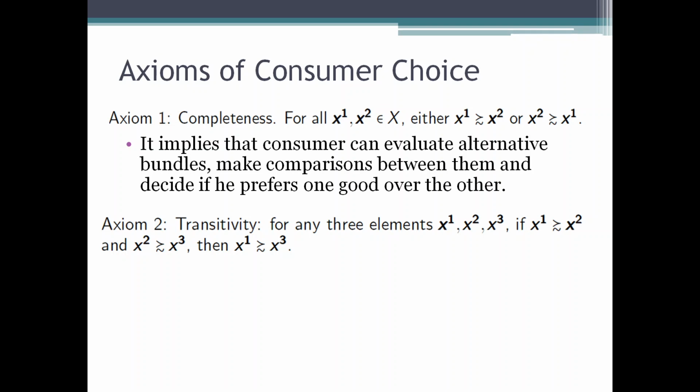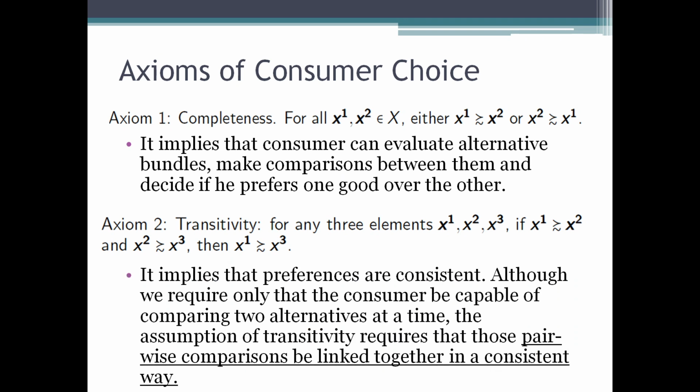If it happens that a consumer comes and tells you, okay, x1 is at least as good as x2, and x2 is at least as good as x3, but x3 is at least as good, no, it's even strictly preferred to x1. What will you say? You'll say, are you crazy? This is inconsistent. This is irrelevant. This is not logical by any means. So transitivity aims at consistency of preferences. So this implies that preferences are consistent.